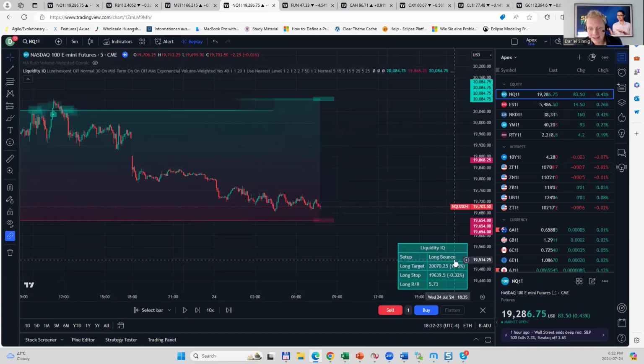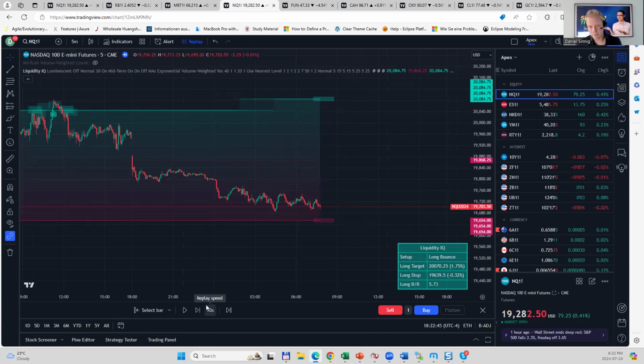And just look here, what happens to this box here? The first line in this box is called setup. The indicator actually tells you what is the current setup at play. In this case, it's a long bounce setup because price is nearing support. This was support at the time. And support, if it acts as support, price may bounce off these levels towards the middle.